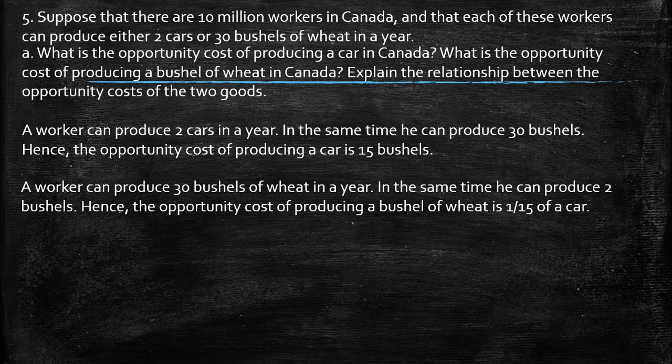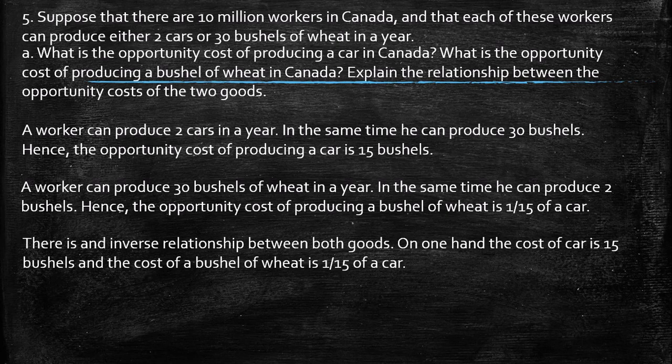So what is the relation between the opportunity costs of these two goods? There is an inverse relationship between both goods. On one hand, the cost of a car is 15 bushels, and the cost of a bushel of wheat is 1/15 of a car.